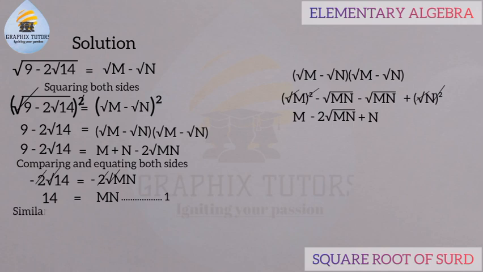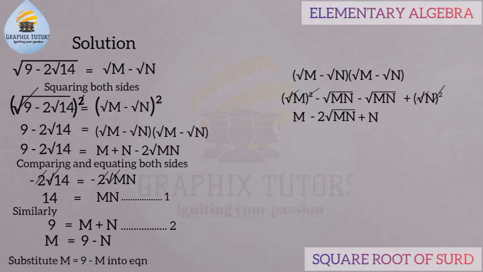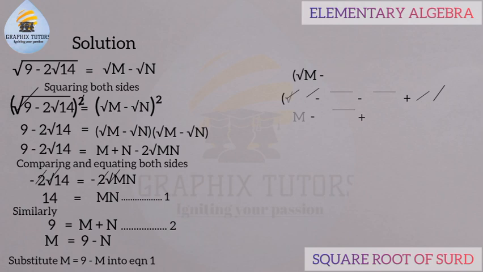Similarly, I'll consider the 9 equals to what? m plus n. I'll term that equation 2. From that equation 2, I'm going to make any of the variables the subject of the formula. So let me just take m. You can take n if you want to. So if I take m, I'll be having m is equal to 9 minus n. Now I'm going to substitute m equals 9 minus n into equation 1. And my equation 1 is giving me 14 is equal to what?